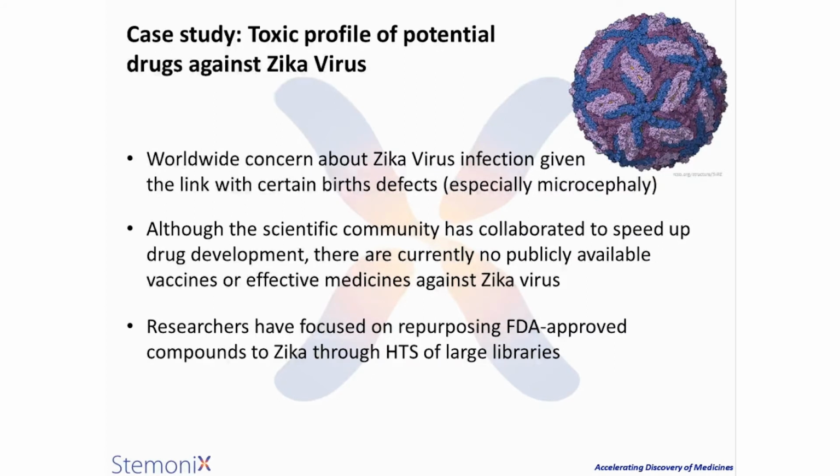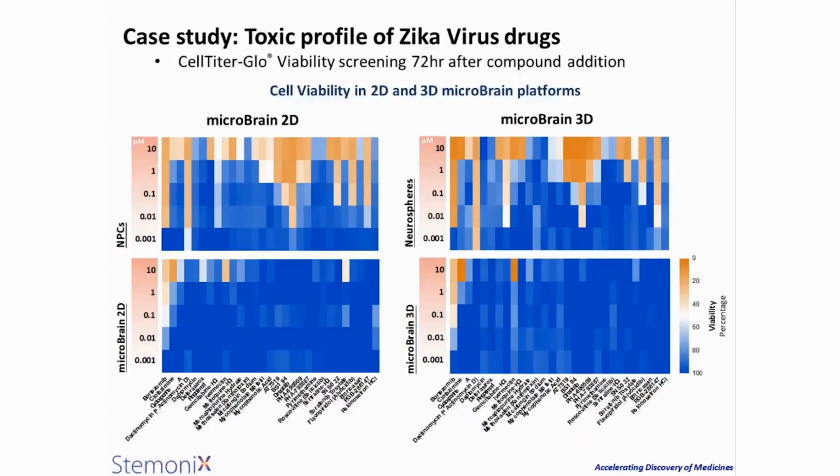One of the problems, though, was to identify compounds that were not only approved but safe to use, especially in pregnant women. So this is a very particular case: if you're using a compound as prophylaxis to avoid any consequences of the Zika virus, we need to make sure that that compound is safe. So we need to make sure that it does not induce any toxicity, especially in the central nervous system. So we decided to test that with the platform that we have in-house.